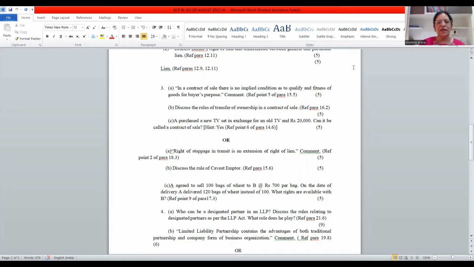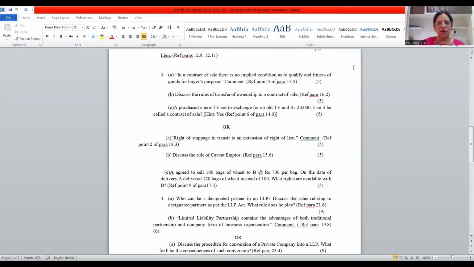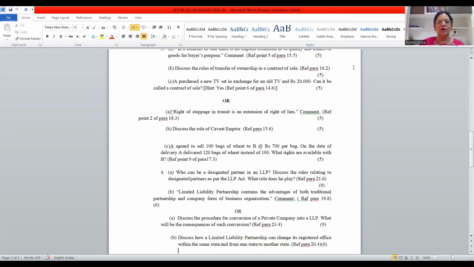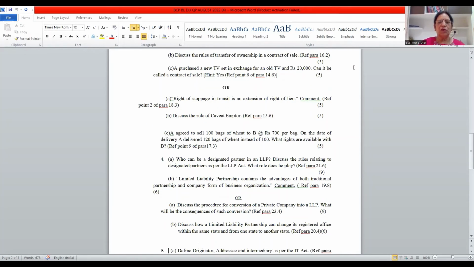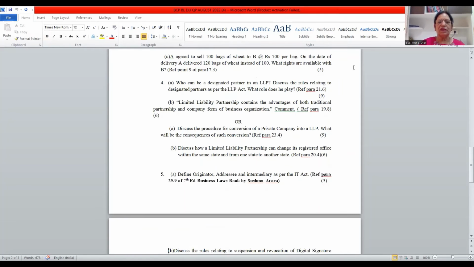Discuss the rule of caveat emptor. Caveat emptor is made up of two words, one is caveat and second is emptor. Let the buyer beware. So the buyer must be very careful while buying the items. If he is not careful, then he will have to suffer the loss. He cannot hold the seller responsible for the loss.